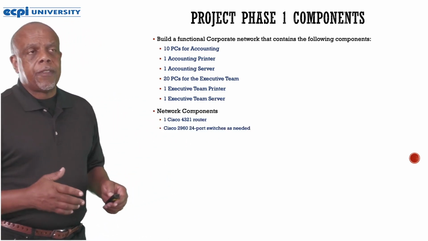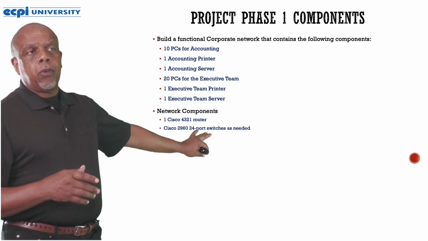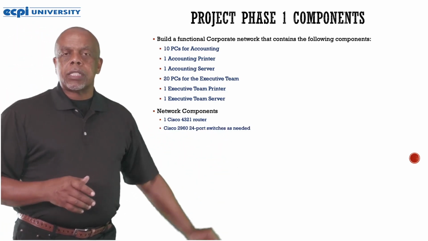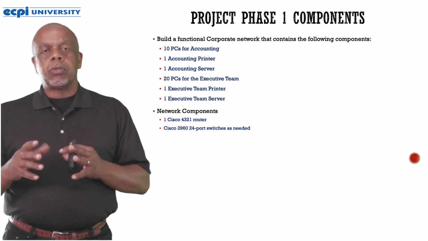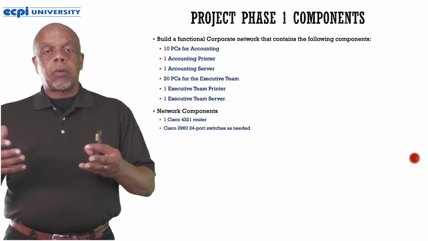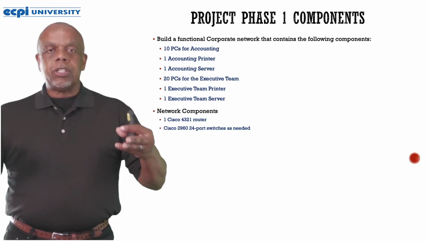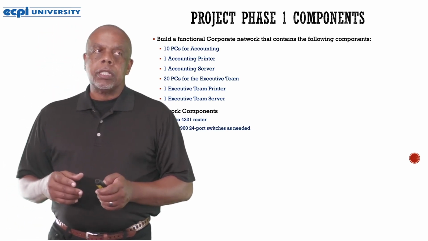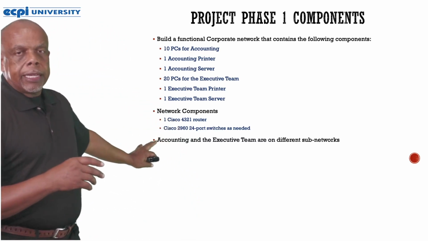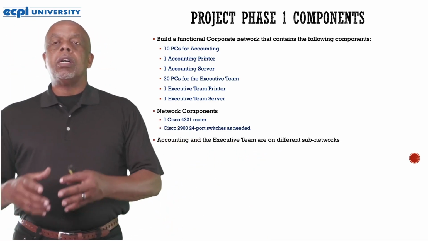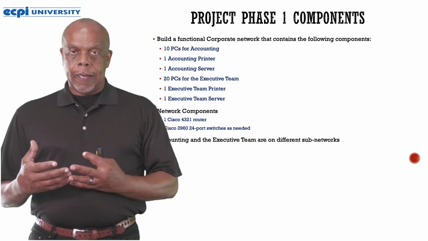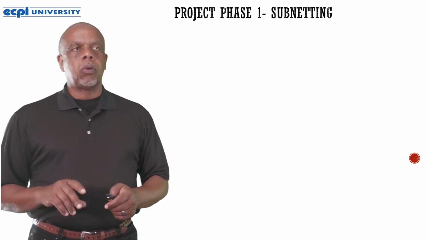Now, what kind of network devices? We're going to use a Cisco 4321 router, as well as a couple of Cisco 2960 24-port switches. As we build this network out, we'll continue to add components to the network. Now, thing to remember: the accounting department and the executive team will be on separate subnets. Very important to remember that.